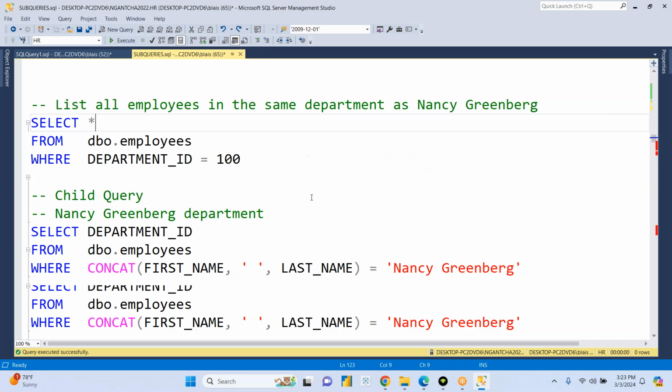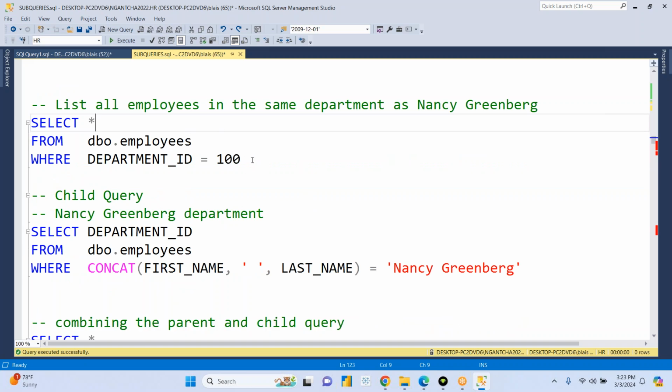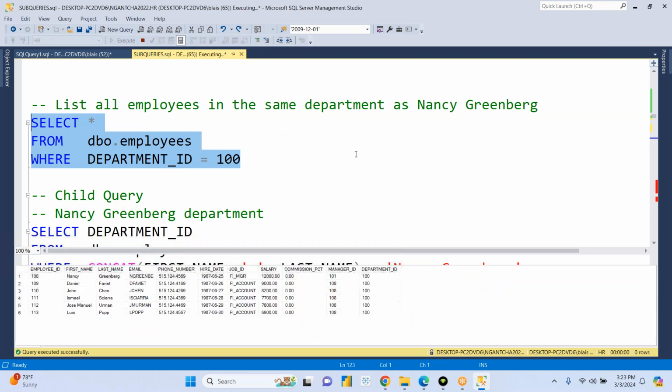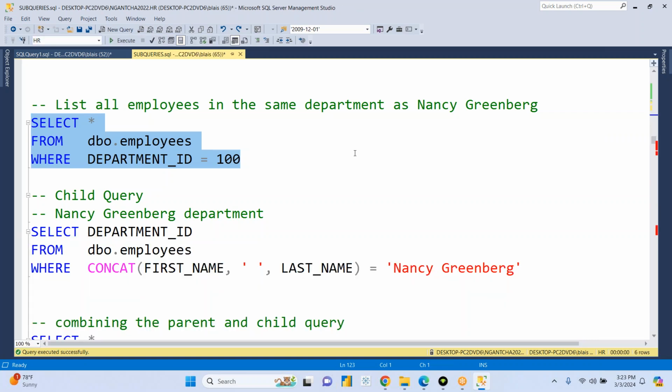This is very important. If we're told that Nancy's department is department ID 100, this is the code you write. See? But we're not told. We need to investigate what is Nancy's department. So that's going to constitute our child query. Please take note, the hidden aspect of your query should be treated with a child query.